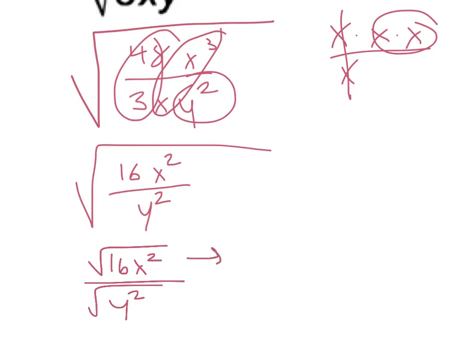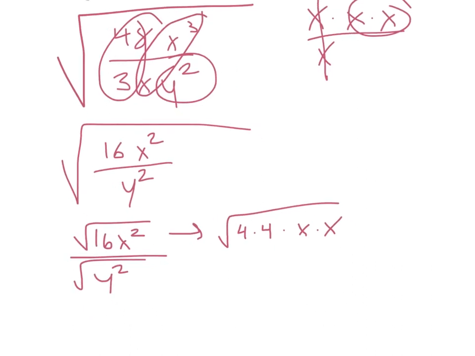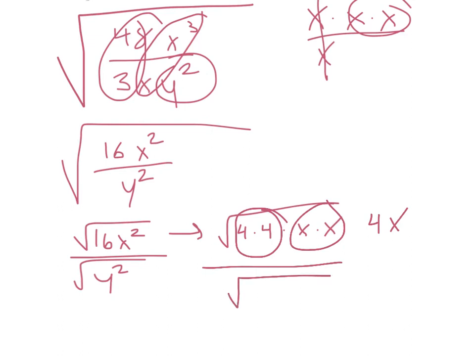So we're going to do the top. So we have the square root. 16 breaks down into 4 times 4, and x squared breaks down into x times x. We can circle our pairs. We have a pair of 4's and a pair of x's, so a 4 comes out and an x comes out. We're going to do the same thing on the bottom, so we have y times y. So here we're just treating it as 2 separate problems. We're going to do the top and the bottom separately. We circle our pair of y's, a y comes out. So our final answer is 4x over y.